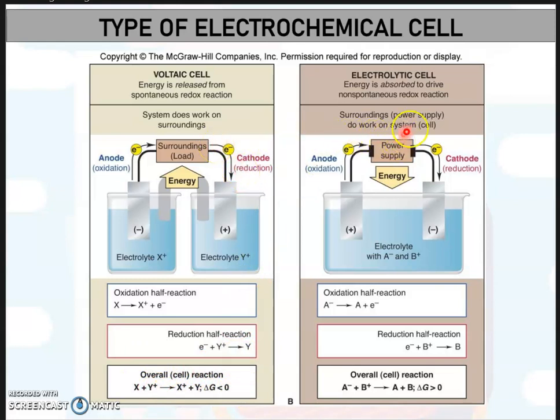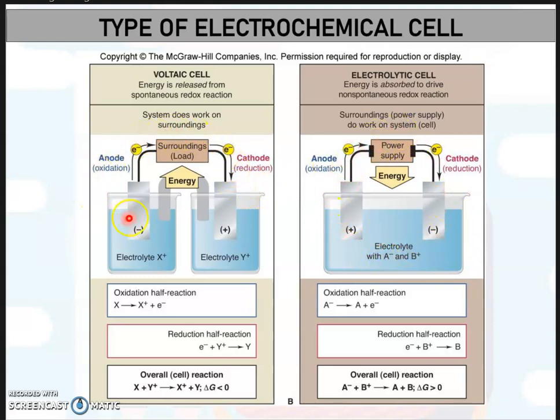The second one is electrolytic cell. Electrolytic cell uses electrical energy to drive or to initiate non-spontaneous chemical reaction. So that chemical reaction is redox reaction. We need a power supply because we need electrical energy. So this is the electrolytic cell.